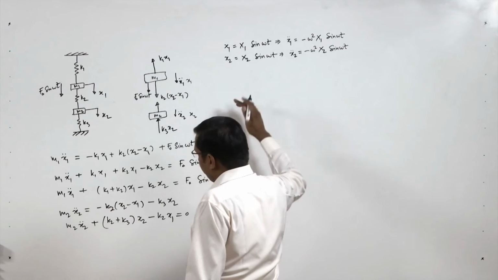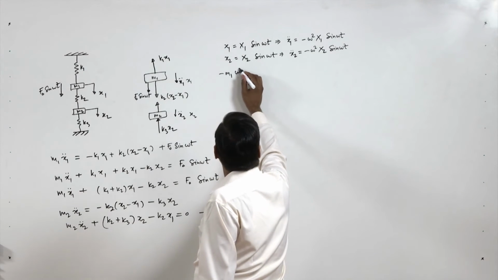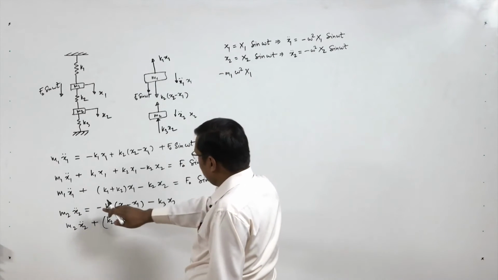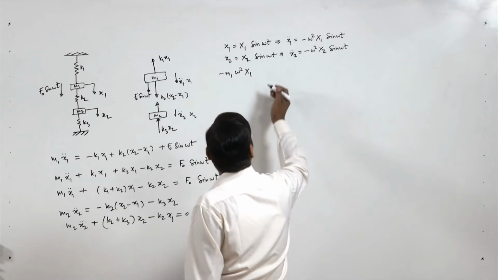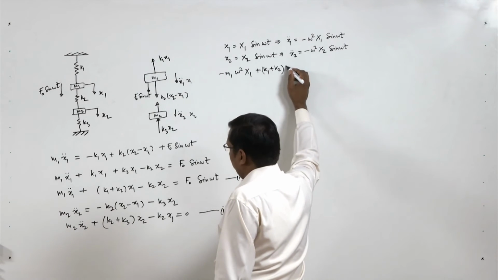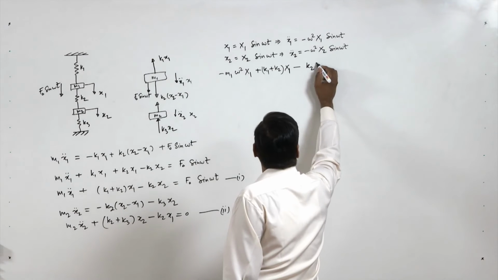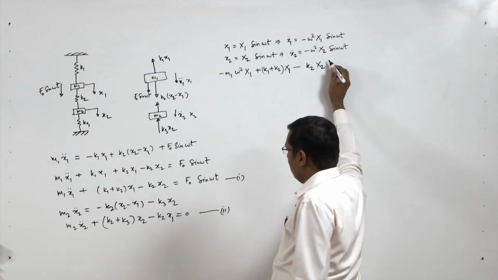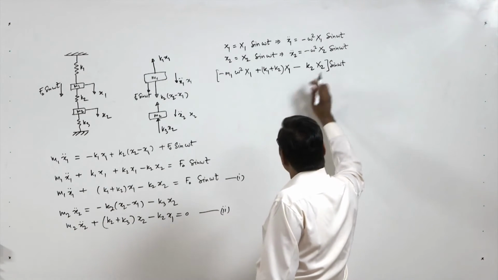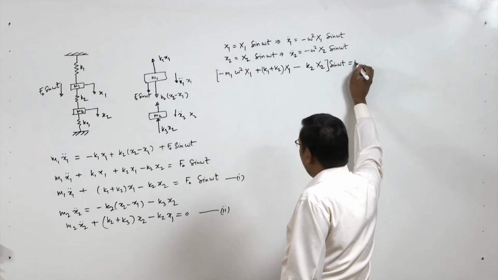So, we can put in this equation. m1 minus omega square x1 plus k1 plus k2 into x1 minus k2 into x2, and this is sine omega t, equal to f0 sine omega t.